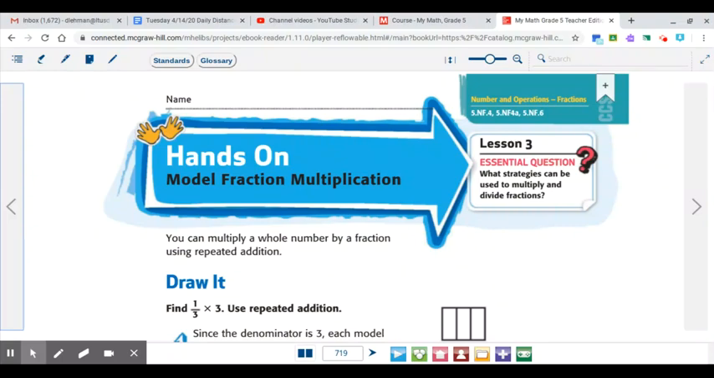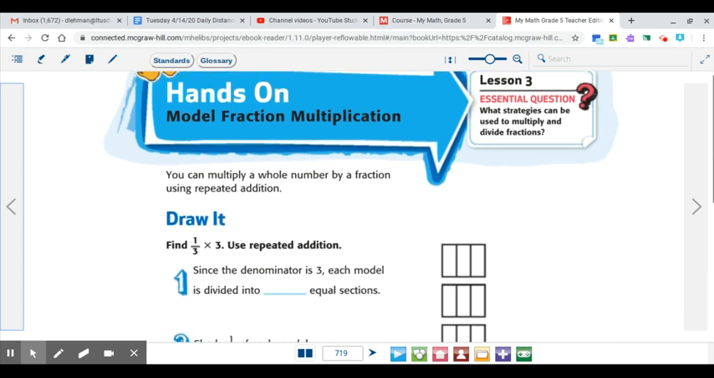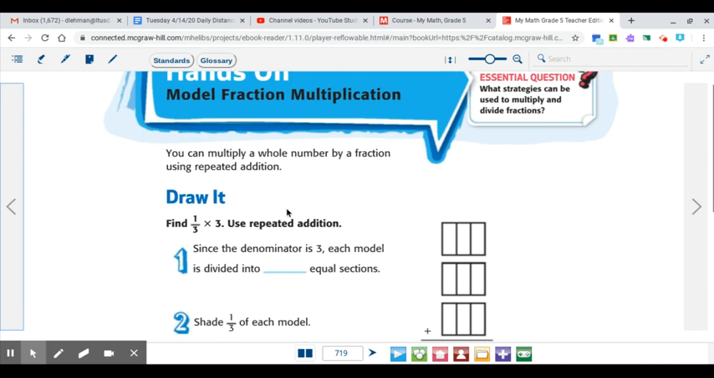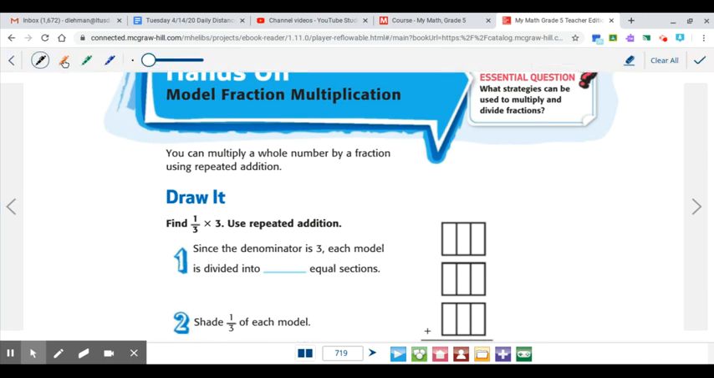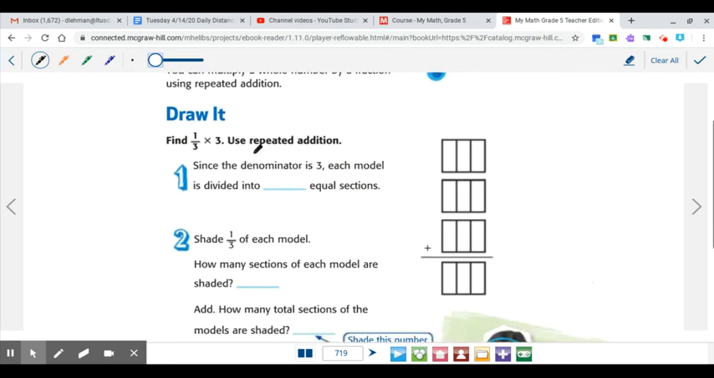All right, so today we are on chapter 10, lesson 3, modeling fractions with multiplication. And we're going to multiply a whole number by a fraction. And today we're going to be using repeated addition, which remember is really just multiplication. So if we get started here, you'll see we're going to use models today.